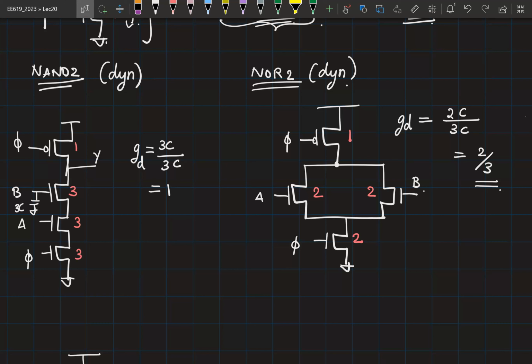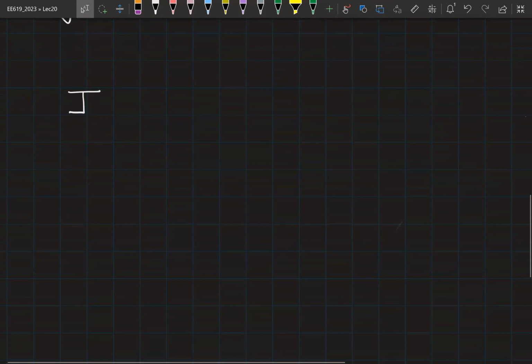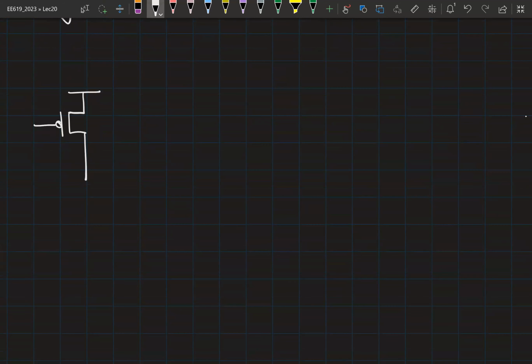So for the pull-up network, there was a WP by WN constraint because of the VOL. Right? Now that constraint is no longer true, which means you should be able to keep the PMOS at minimum size. So this is a regular inverter circuit again.